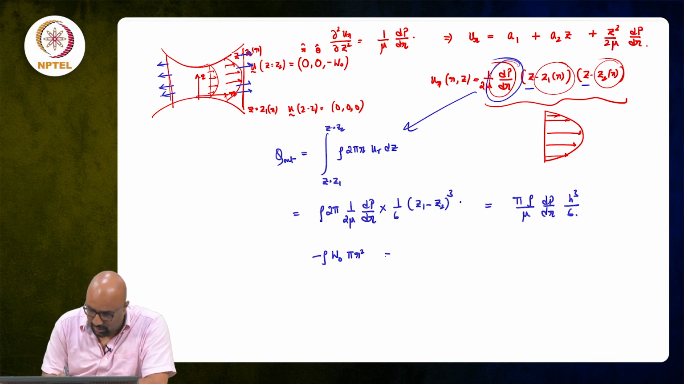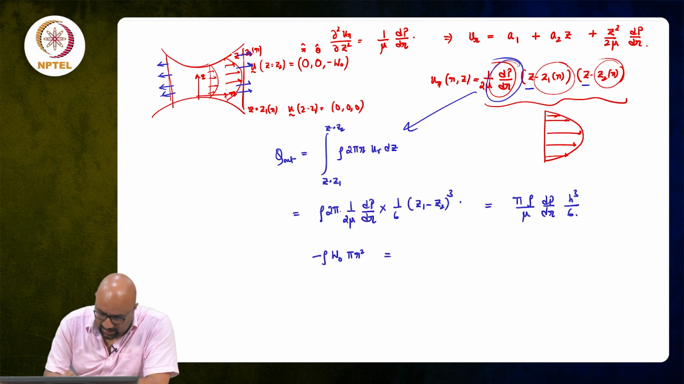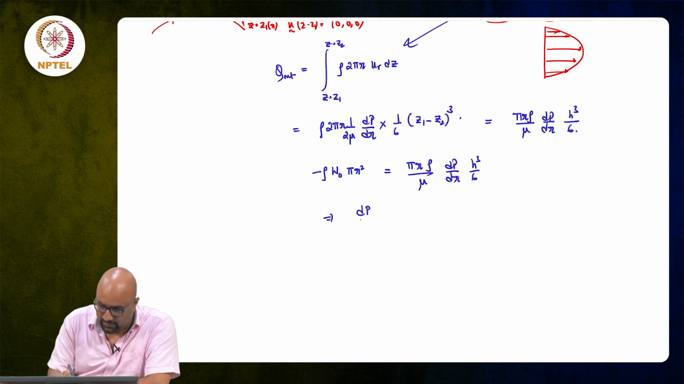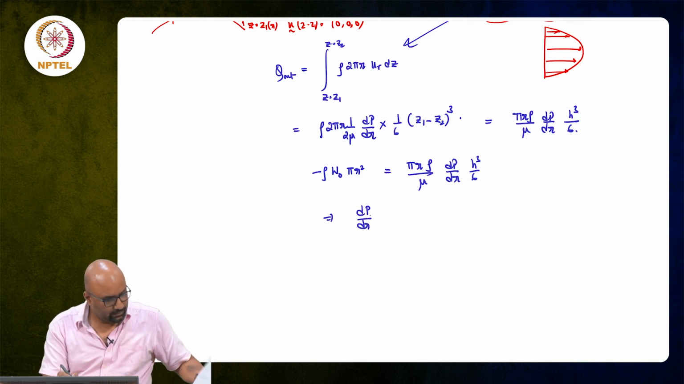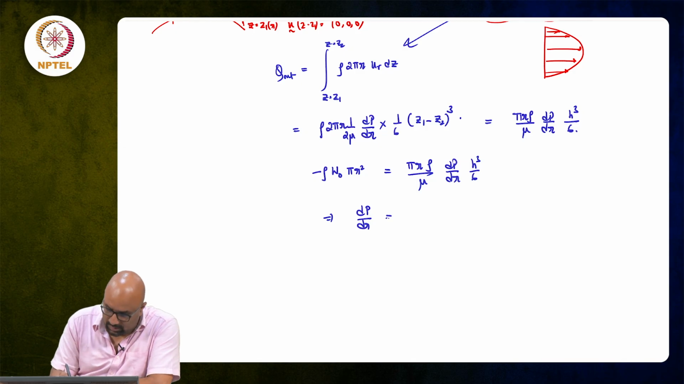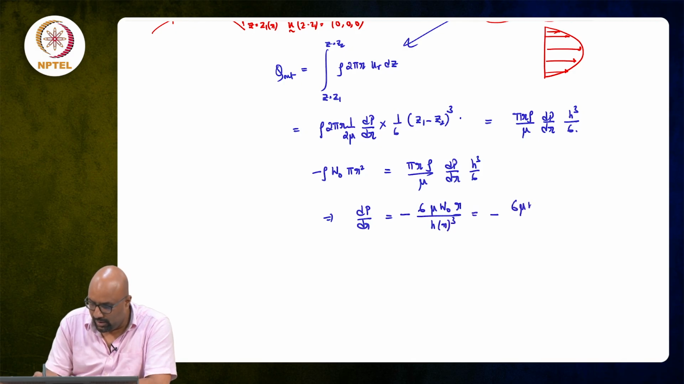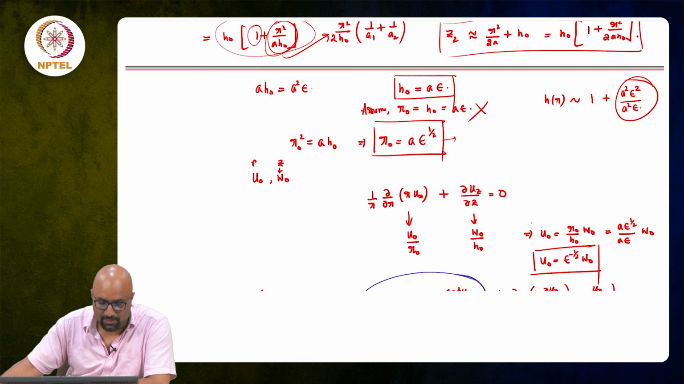So, this should be equal to pi r rho by mu dp dr h cube by 6. This gives me dp dr equal to minus 6 mu w naught r by h of r cubed. Do we know h of r? The initial paraboloid, right?